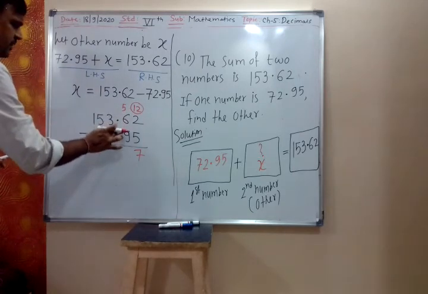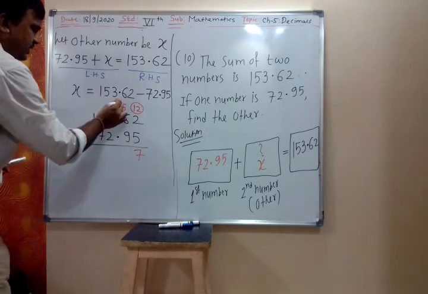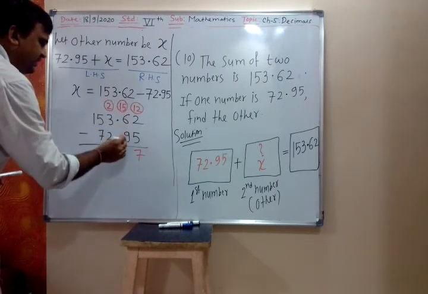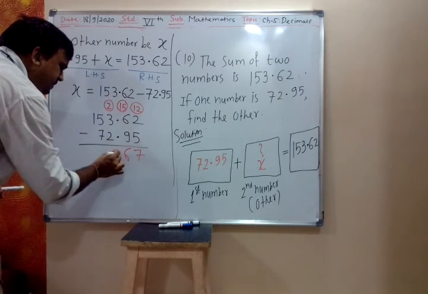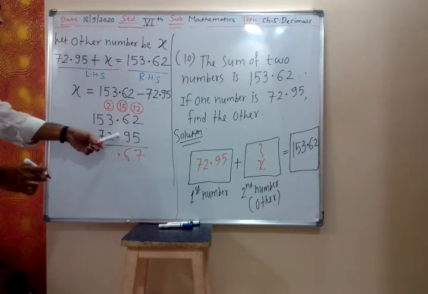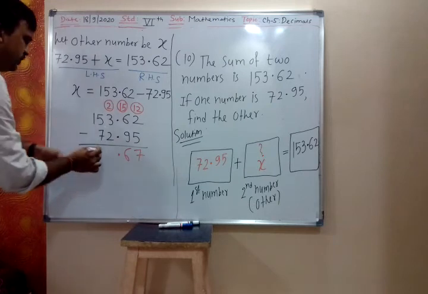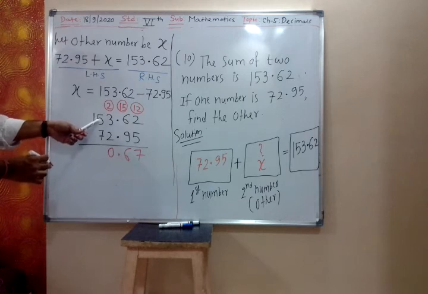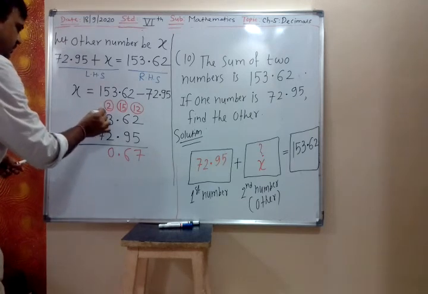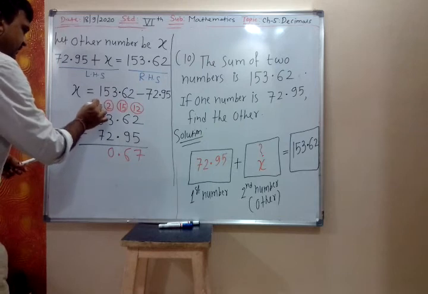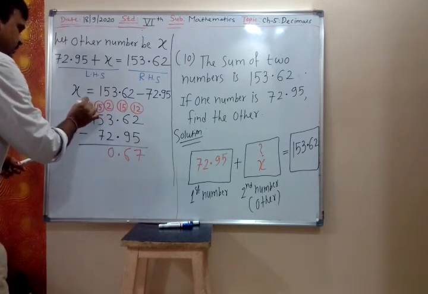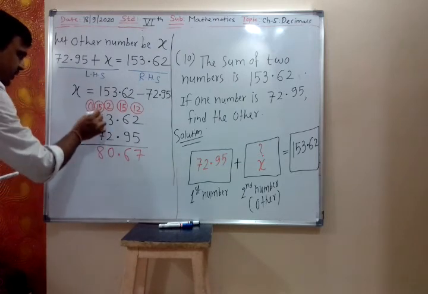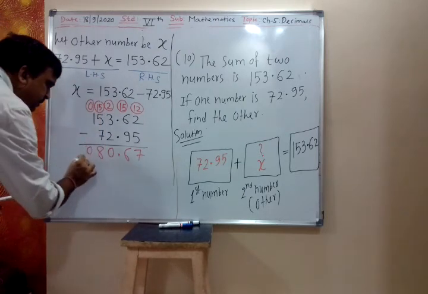This is 5 and this is 9. 1 is carried. This becomes 15 and this becomes 2. 15 minus 9 is 6. Mute the microphone. 2 minus 2 is 0. Then this is 5. 1 is carried. This becomes 15, and this 1 becomes 0. 15 minus 7 is 8. Then 0 minus 0 is 0.